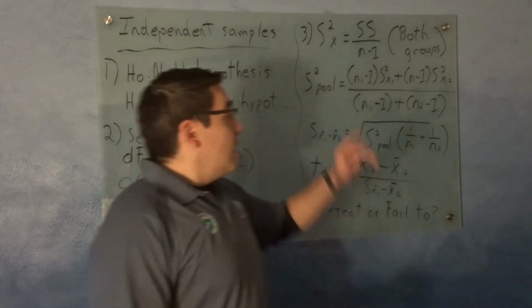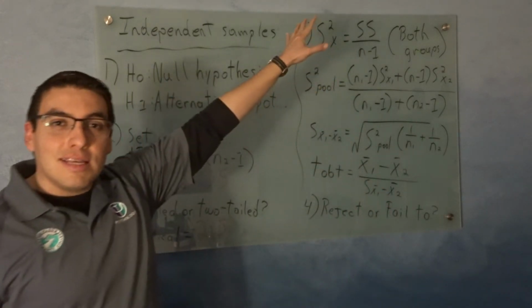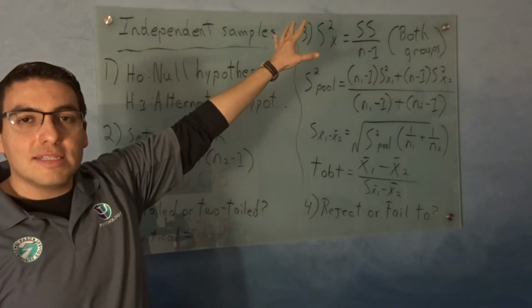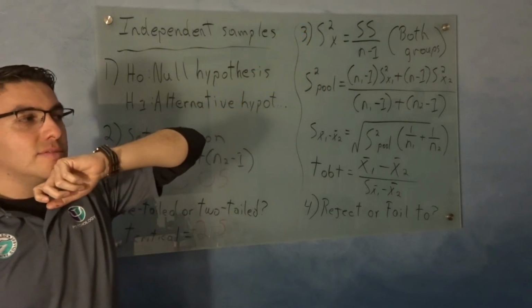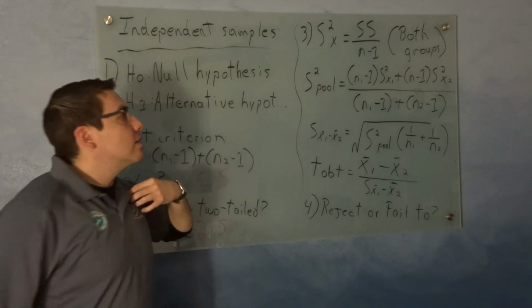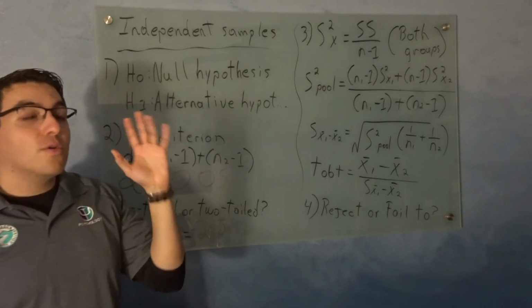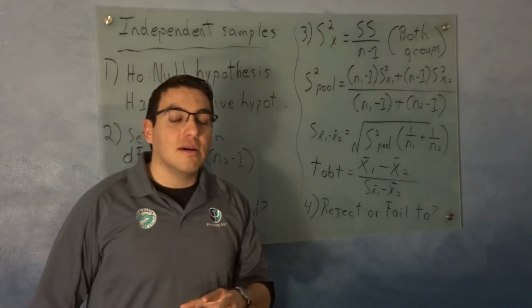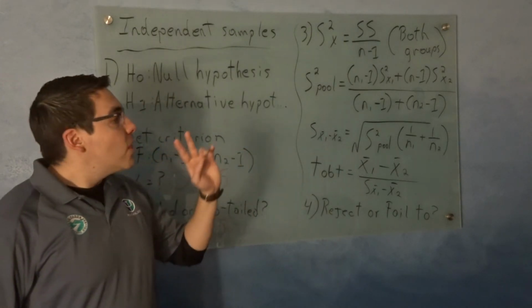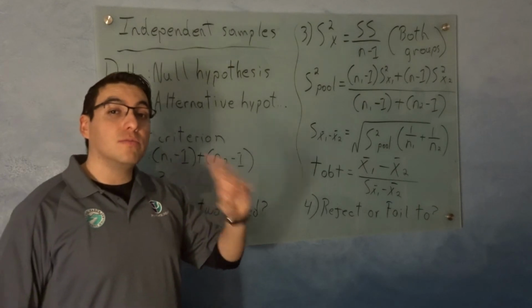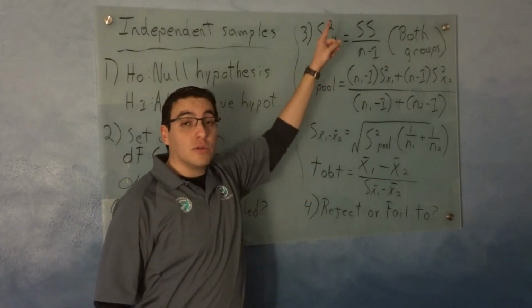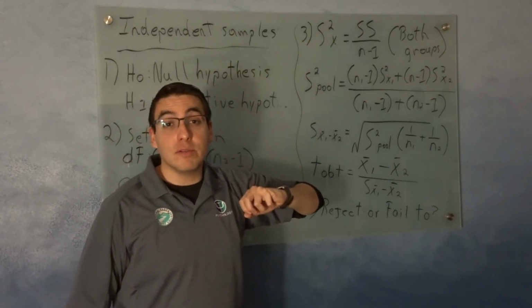Now, let's shift our attention over here. This is the thing that is somewhat tricky, somewhat challenging. What we gotta do is find the variance on both groups. The way to find the variance on both groups is actually fairly simple. We've done it before multiple times. We need to find the sum of squares. You know how to find the sum of squares.